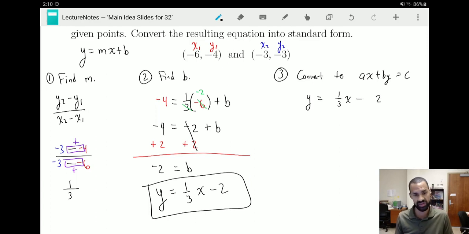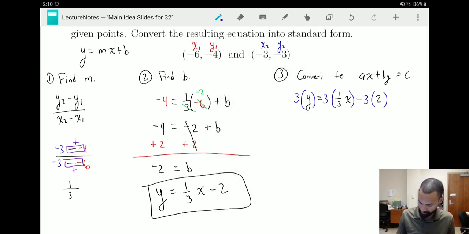Okay, so here's a trick. Anytime you want to get rid of a fraction in the middle of an equation, multiply everything by the denominator. If you have more than one fraction, multiply by the common denominator. Okay, so I multiply all 3 terms here times 3. I'm multiplying the terms individually by 3. 3 times y is 3y. 3 times 1/3, well, the 3's would cancel, leaving me with 1x. And 3 times 2 is 6.